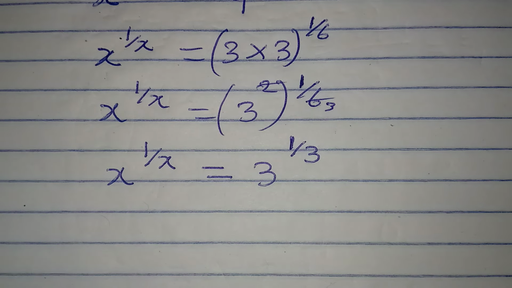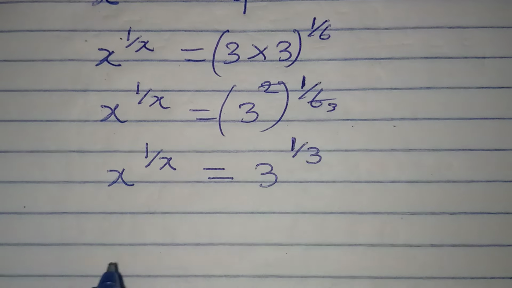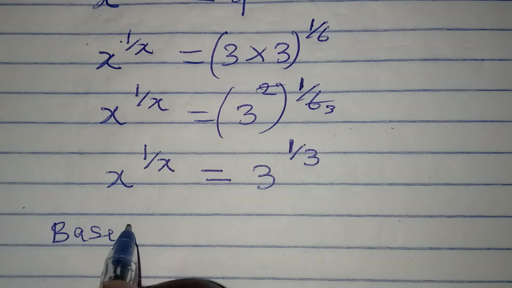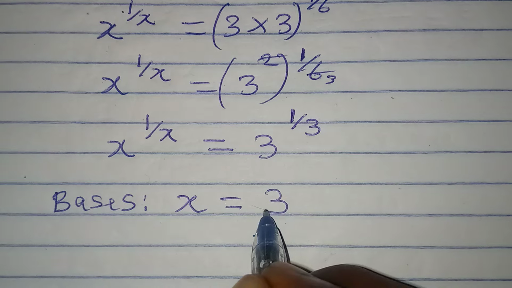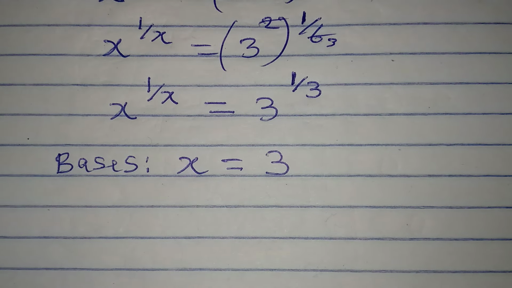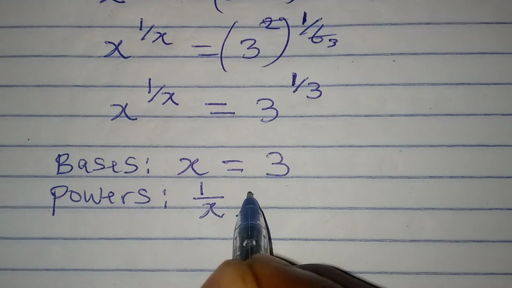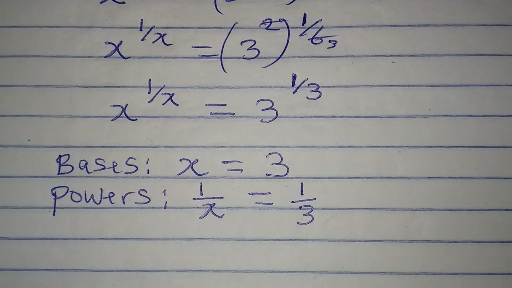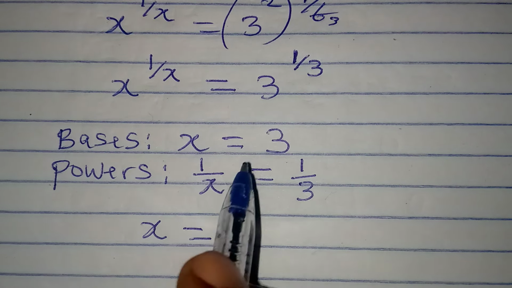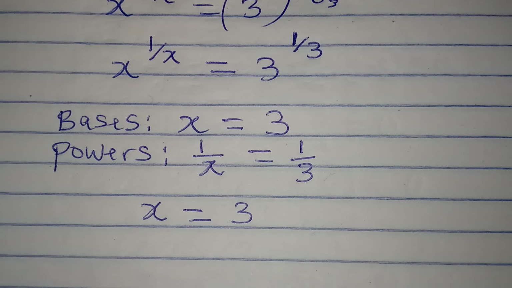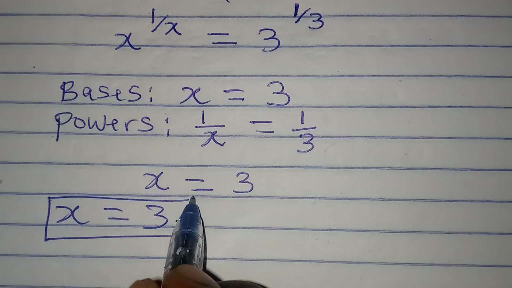And from here, we can simply compare what we have, because we have the base and we have the powers. If we work with the bases, we have that x is equal to 3. Now, let's work with the powers to make sure we are correct. If we work with the powers, then we have 1 over x equal to 1 over 3. From here, we can simply cross multiply, so that x times 1 is x, and it will be equal to 3 times 1, which is 3. So in both cases, we have seen that x is equal to 3, and that is the value of x that will satisfy the equation.